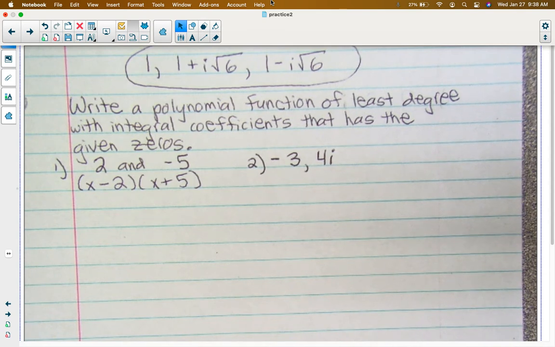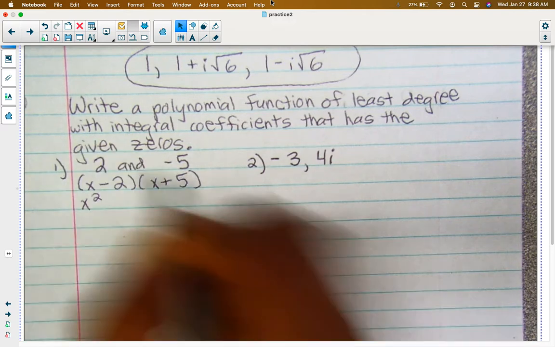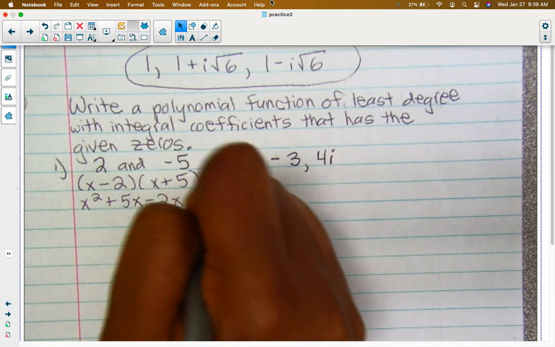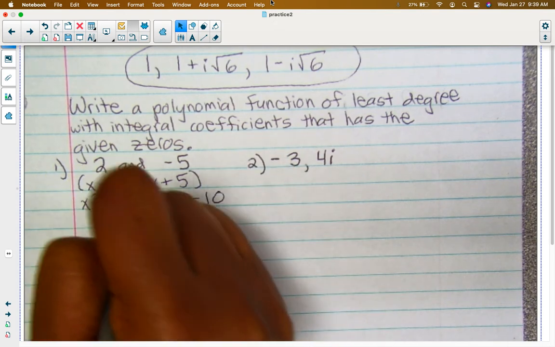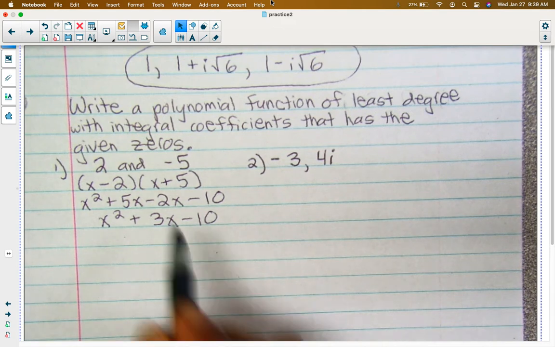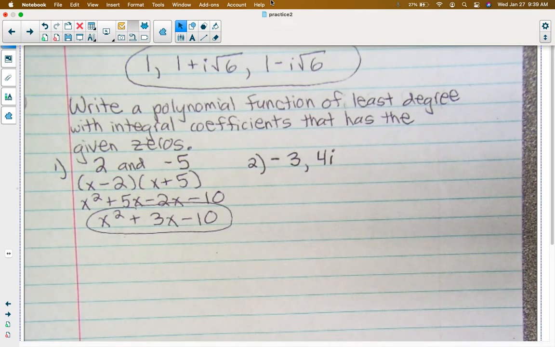We go through and multiply this out using box method or distributive property. I'm going to distribute. That gives me 5x minus 2x minus 10. Combine like terms. And voila, we have just created a function of least degree that has the given zeros. So if we were to graph this, x squared plus 3x minus 10, it's going to cross at positive 2 and negative 5.